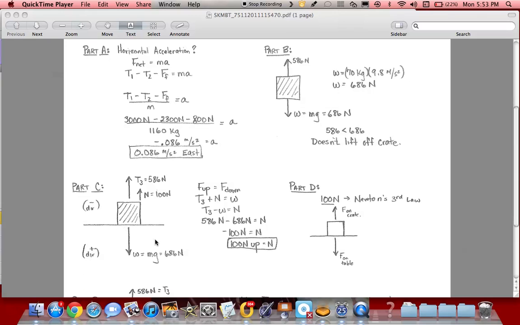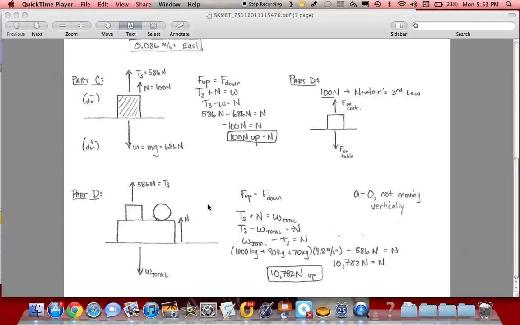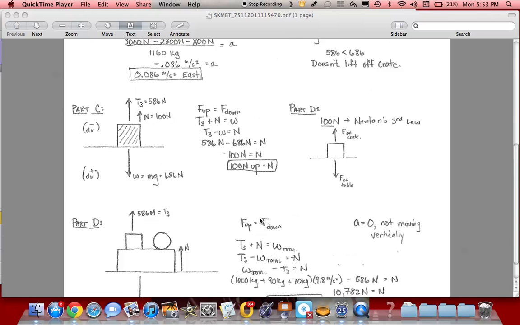In part C, T3 and N are up. The weight is down, and you notice that they would oppose each other. They have opposite signs. You can see the same thing down here. T3 and N are in the same direction, so they're both positive.